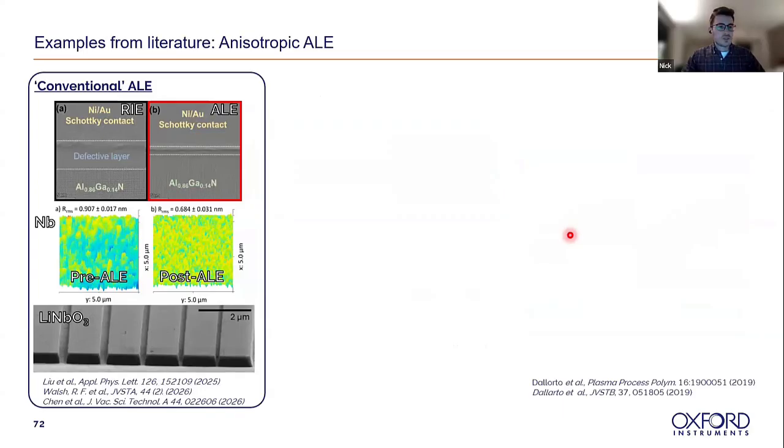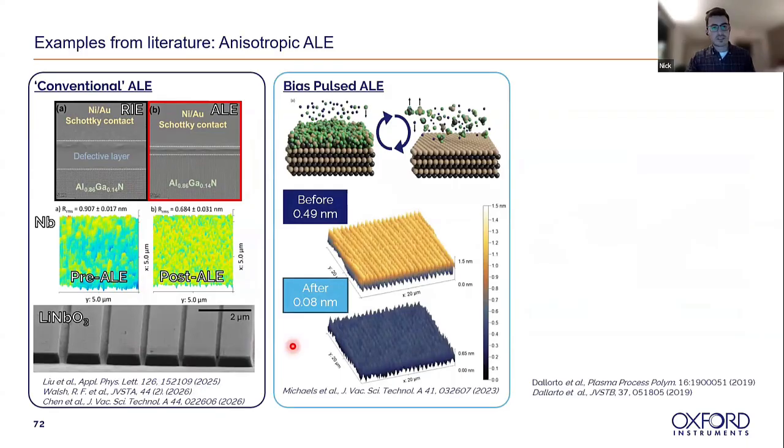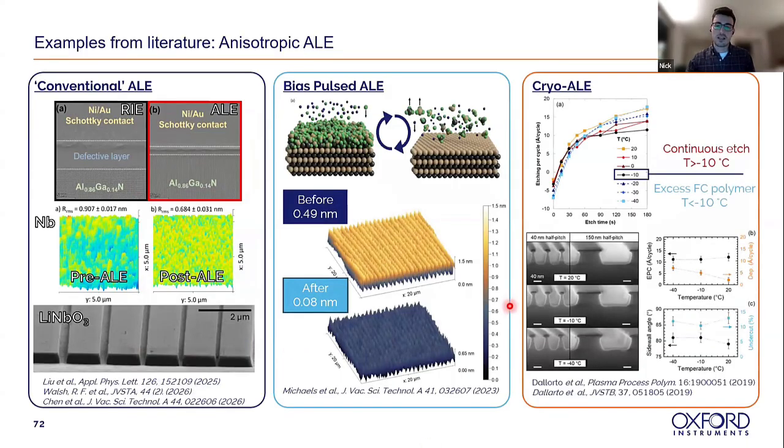Just to end with some examples from literature. There's conventional ALE, which I've shown with AlGaN, but it can also be used for metals like niobium and harder to etch materials like lithium niobate. There's the bias pulse process that I mentioned, and there's also cryo ALE. I haven't touched too much on that at the moment because it's still a newer technique, but it definitely will be a very interesting process to play with, looking at how optimizing temperature can allow you to really dial in your process to the specification.